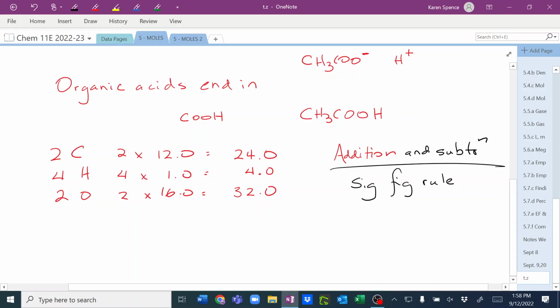We have to take it to the first uncertain digit, which, if there are decimal places, is usually going to be the largest of the decimal places. So this is going to go to the first uncertain digit, or the smallest number of decimal places.